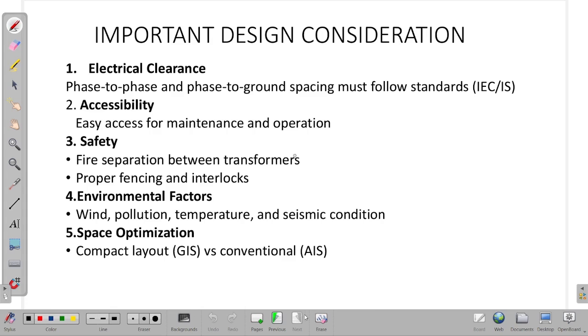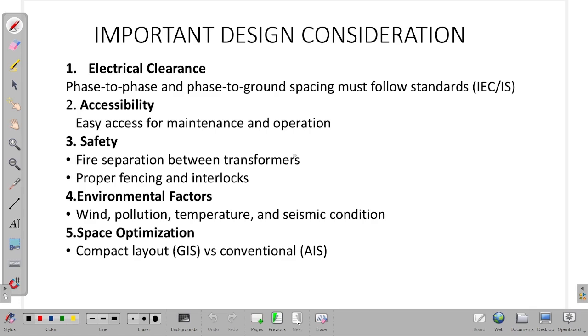Whatever the layout may be, we will always give importance to electrical clearance. What is the phase-to-phase clearance? What is the phase-to-ground spacing? It must be followed as per IEC, International Standard and Indian Standard, and must be easily accessible for maintenance and operation. During maintenance, the components should be easily accessible.